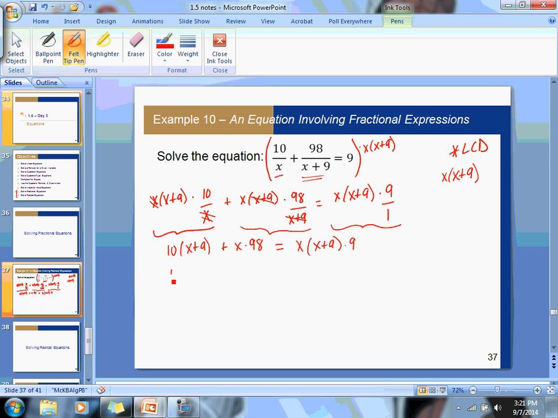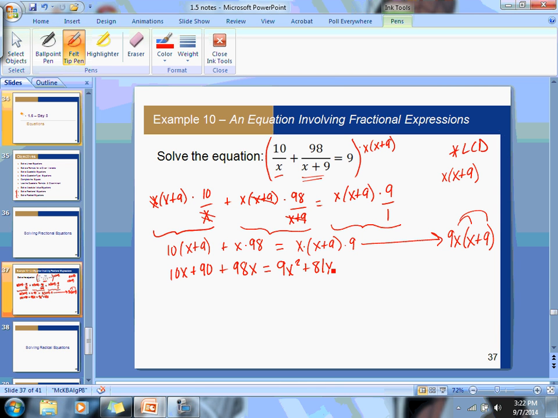Now I do have to distribute here, so I'm going to have 10x plus 90. Here I'll have the 98x. And we could think of this a couple different ways. I'm going to think of this as a 9x times x plus 9. So remember, this is all multiplication going on between these terms. You can multiply in any order. So I'm just choosing to multiply the 9 and the x first, and then I'm going to distribute that to the x and the plus 9. So I'll actually get 9x squared, and then I'll have an 81x.